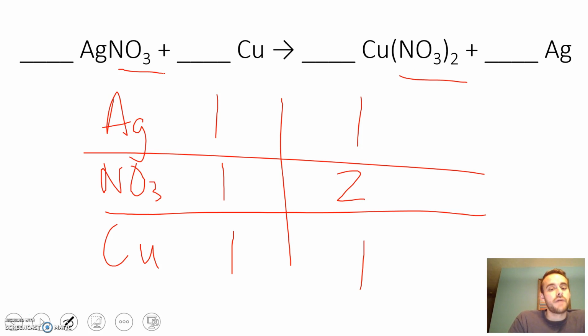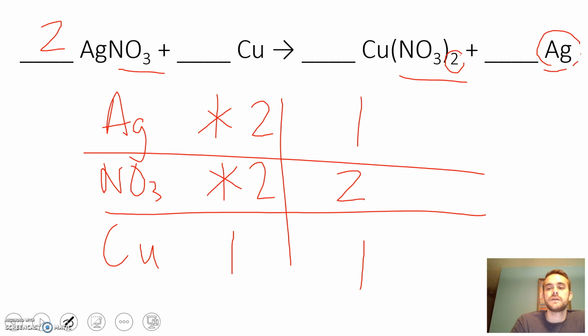In order to solve that, we know that we take the 2 and make that what we put in front as the coefficient on the other side. So you get 2 silver nitrate. That changes our nitrate on the left to be 2, changes our silver on the left to also be 2. Now what no longer matches up? Our silver on the right. To fix that problem, you put a 2 in front, and then you're done.